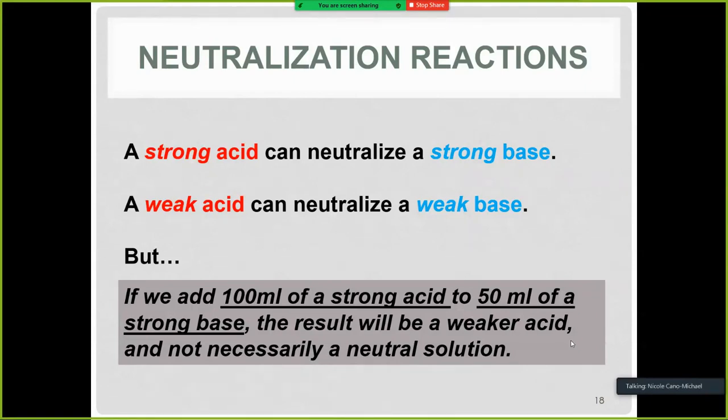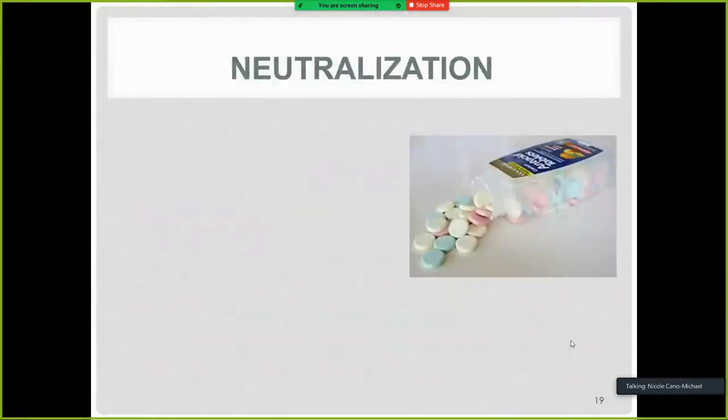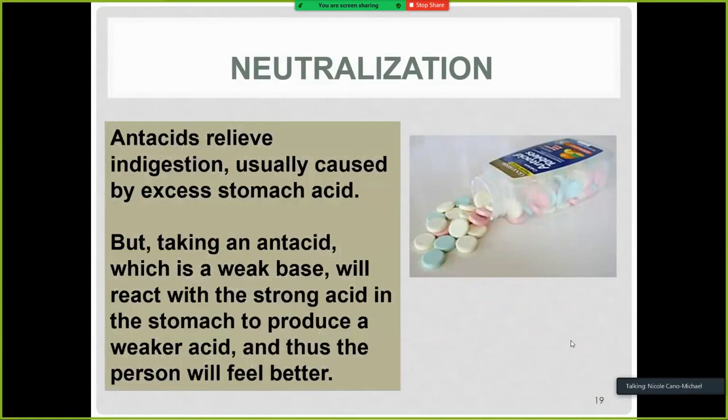So this was number 16 in the note catcher. We had number 17 in the note catcher as well. Awesome. All right. So, neutralization.